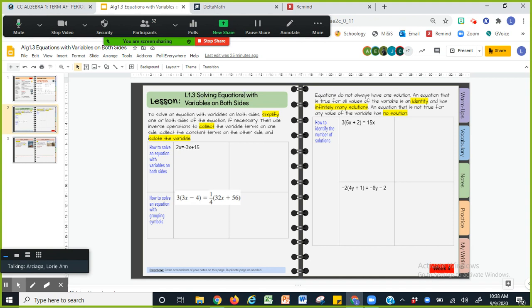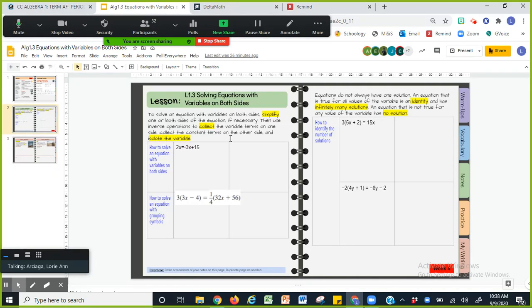Our lesson is solving equations with variables on both sides. Like for example, here you have a 2x and a negative 3x over here. Okay, I highlighted some of the keywords. The first thing you have to do is to simplify. The second thing you have to do is to collect like terms. And then the third one is you isolate, or you get the variable by itself. So we're gonna follow those 3: simplify, collect, and then get the variable by itself.